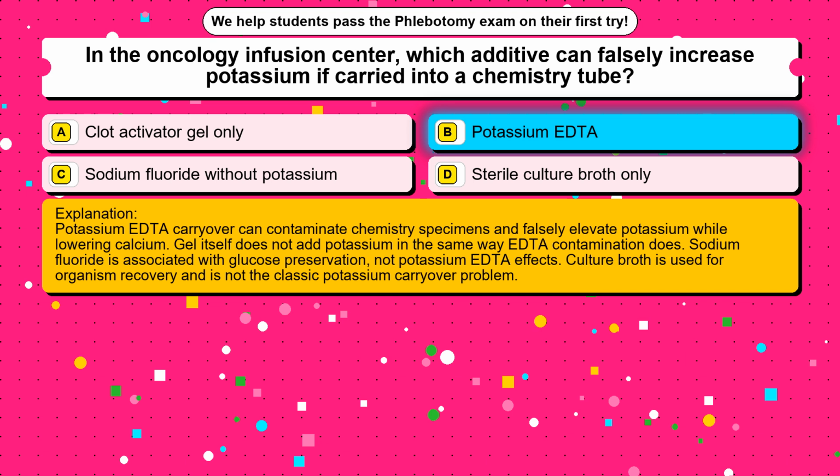Potassium EDTA carryover can contaminate chemistry specimens and falsely elevate potassium while lowering calcium. Gel itself does not add potassium in the same way EDTA contamination does. Sodium fluoride is associated with glucose preservation, not potassium EDTA effects. Culture broth is used for organism recovery and is not the classic potassium carryover problem.